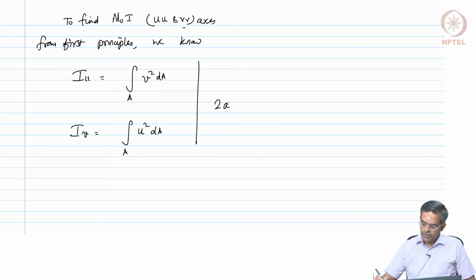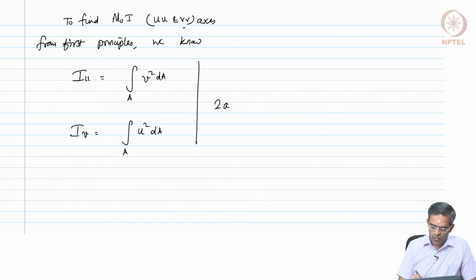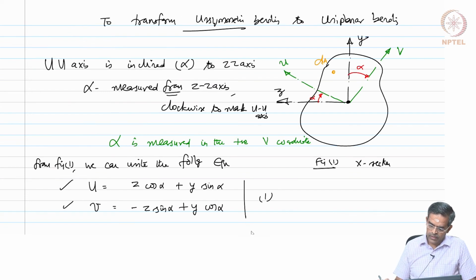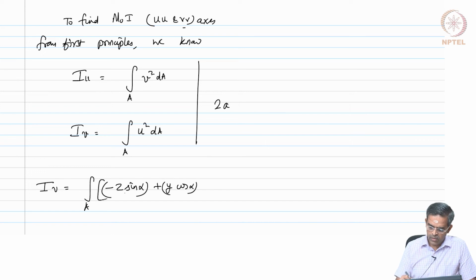Okay. Now, we have expressions for u and v. Let us substitute them here and see what happens. So, now Iv becomes the integral over area A, where u is z cos alpha, and v is minus z sin alpha plus y cos alpha, the whole square dA.